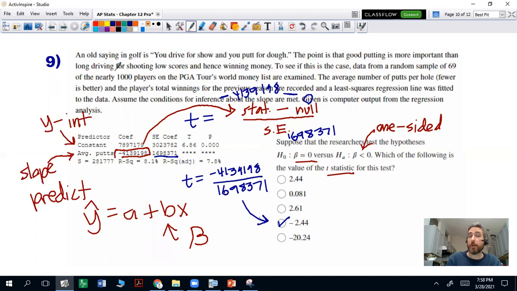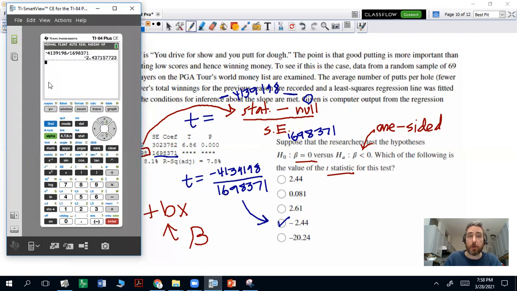While we're at it, let me show you how to get the p-value. I'm not sure if the next question asks for that, but since it's a one-sided test, you would go into tcdf. I'll show you. So second vars, tcdf, and your lower would be negative infinity since we have a negative t test statistic, so we want to go underneath it.